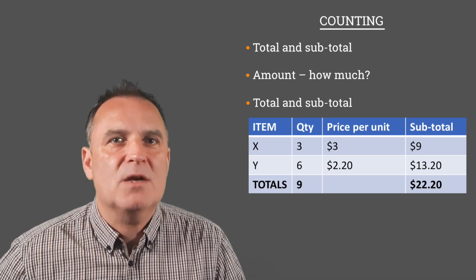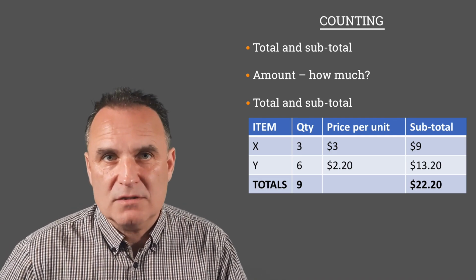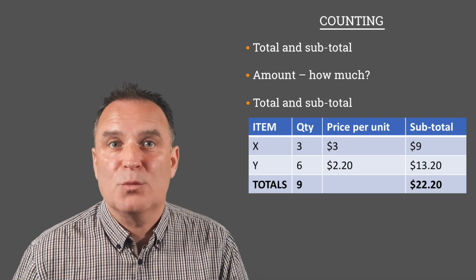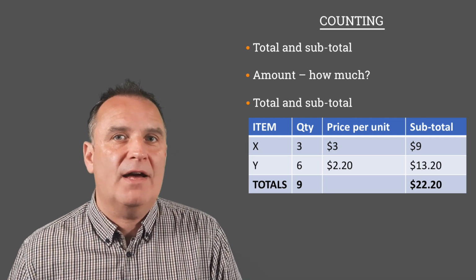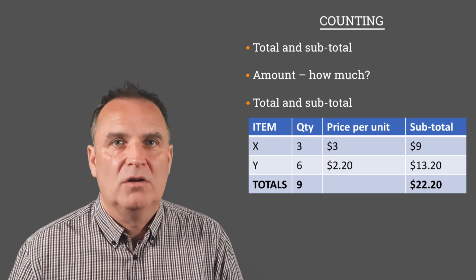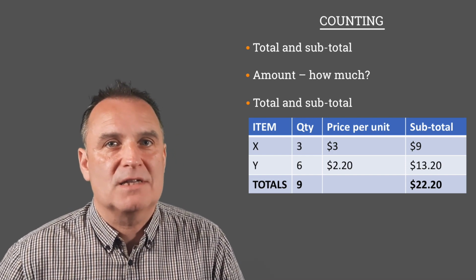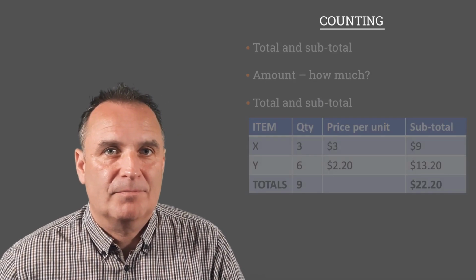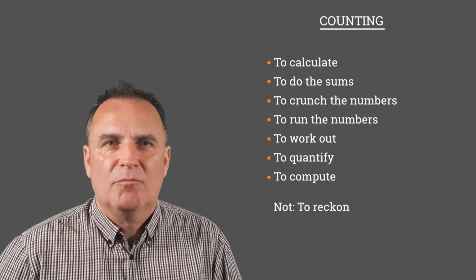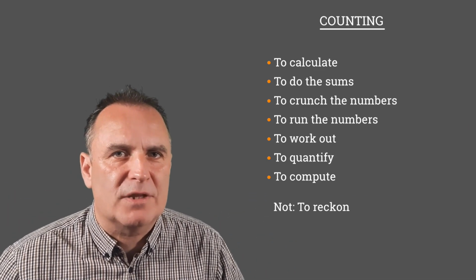$22.20. Here we can see we have a subtotal for item X of $9. And when we add that to the subtotal for item Y, we arrive at a total sum or a final total or a total amount, right, of $22.20. So we arrived at a total amount. How did we do that? By adding everything up. Again, we have lots of phrases for this.